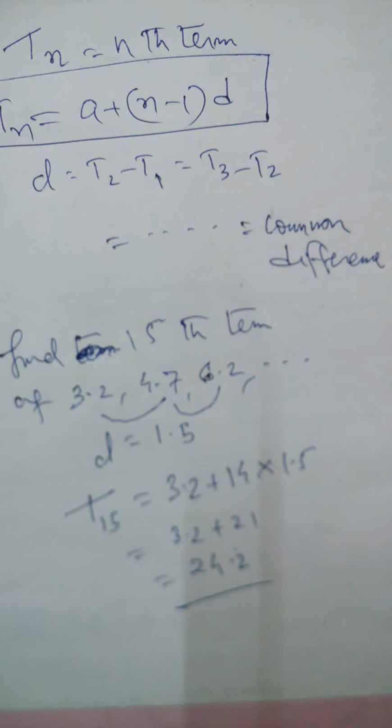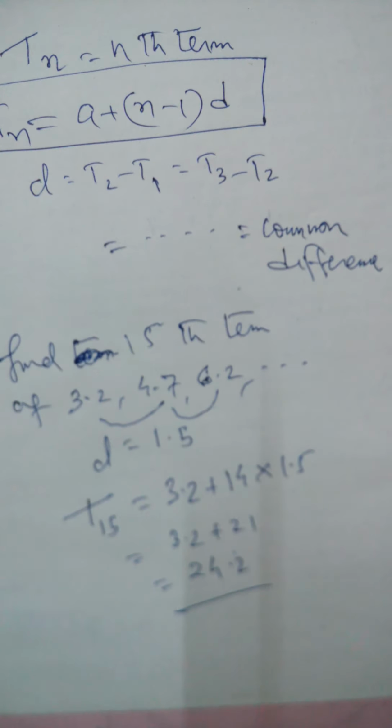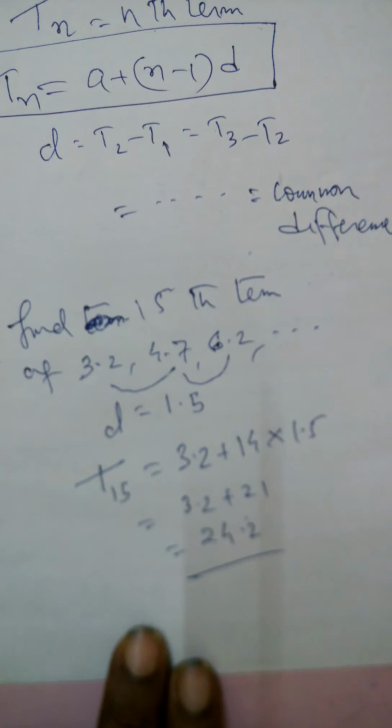Now we can have some kind of questions like this one, where two particular terms are given. We can have the answer. Two terms means like how many terms? This is a very common question like this. I can have this one.